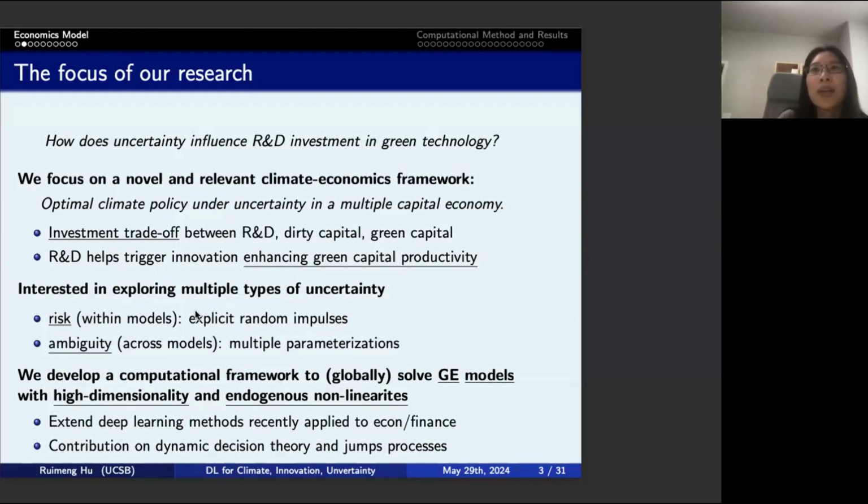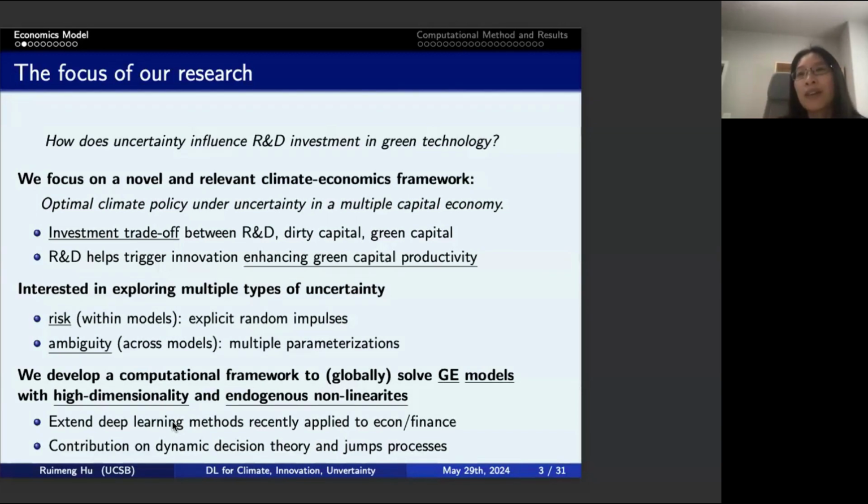Okay, so how are we going to tackle this problem? We develop machine learning tools to solve this general equilibrium model with high dimensionality and endogenous nonlinearities. So we think this is a good contribution to the econ finance literature.